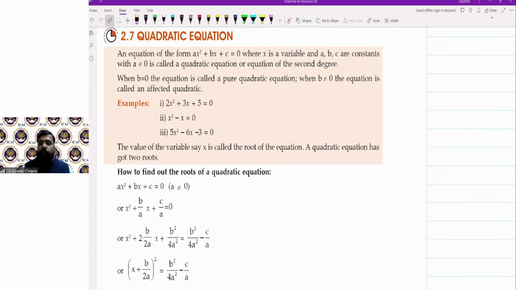In today's class, we are going to start our topic, quadratic equation. So, let us begin with the topic.